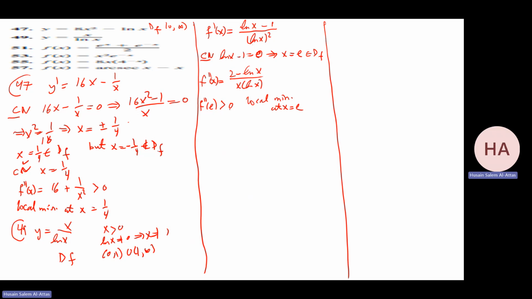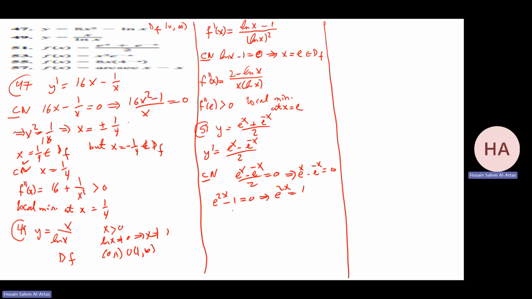Okay. This was 49. Now 51: y equals e^x plus e^(-x) over 2. y prime would be what? e^x minus e^(-x) over 2. So to find the critical numbers, I need to solve this equation: e^x minus e^(-x) equals 0. Multiply by e^x, you will have e^(2x) minus 1 equals 0. So you have e^(2x) equals 1. Take ln, you have 2x equals 0, so x equals 0, which belongs to the domain. The domain is all real numbers.